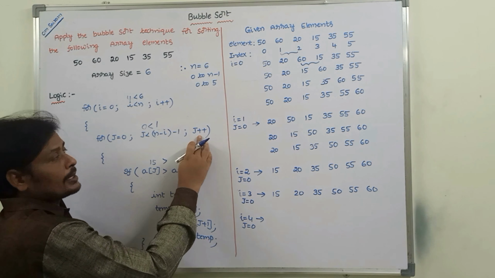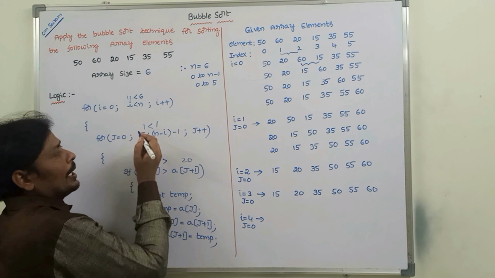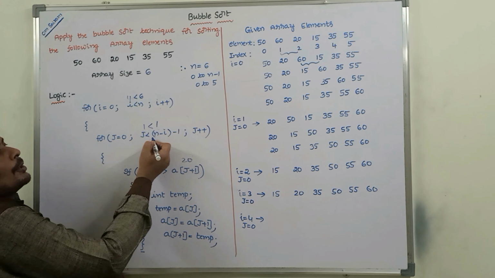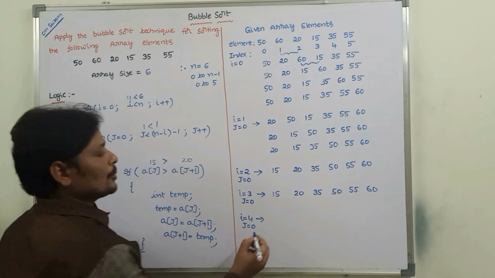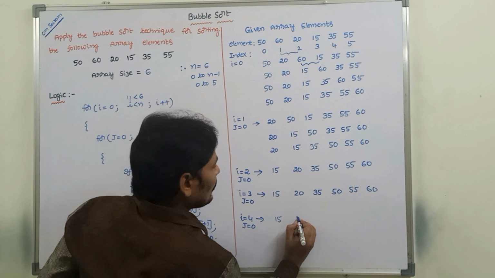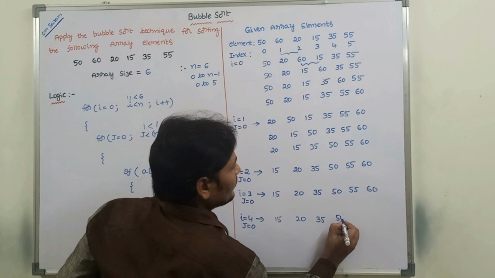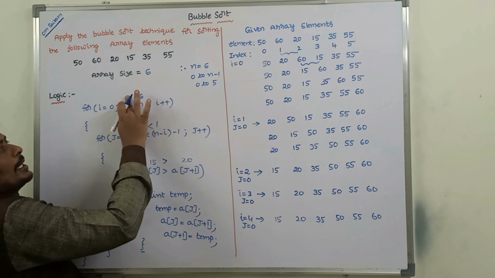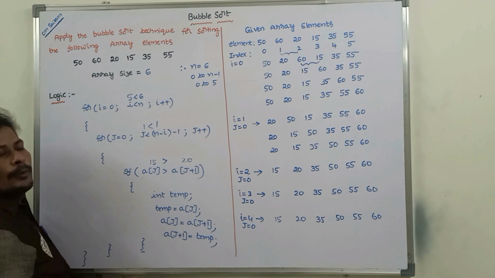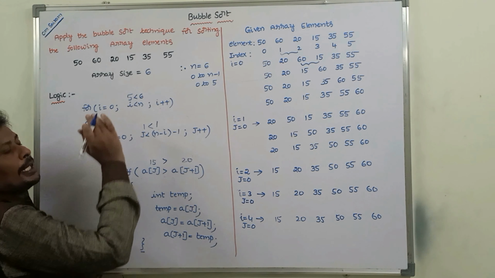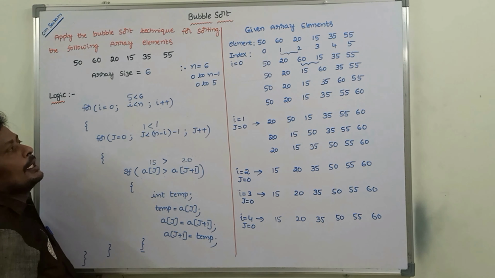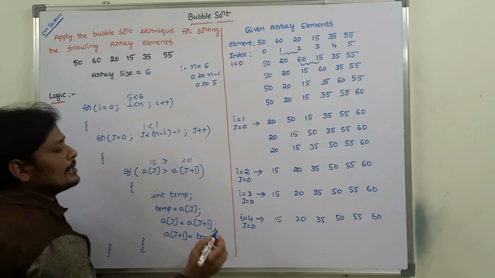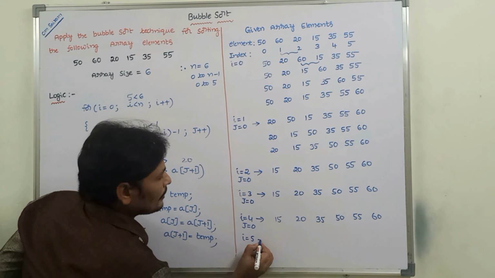Here j value is incremented. Now j value 1, 1 less than 1, condition false. Again the control goes to the outer for loop. So in this pass we are getting the same elements 50, 55, 60. After that, i value is incremented. Now i value 5.